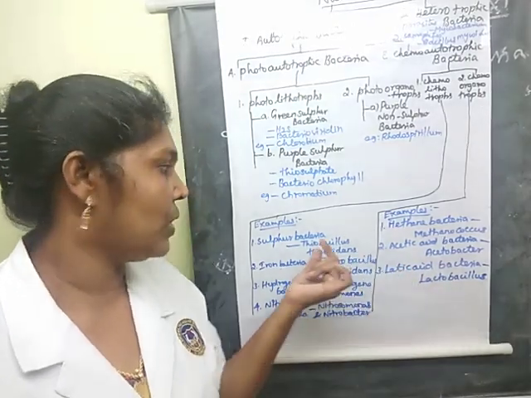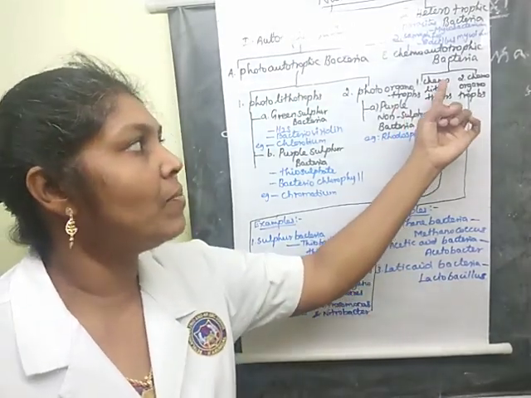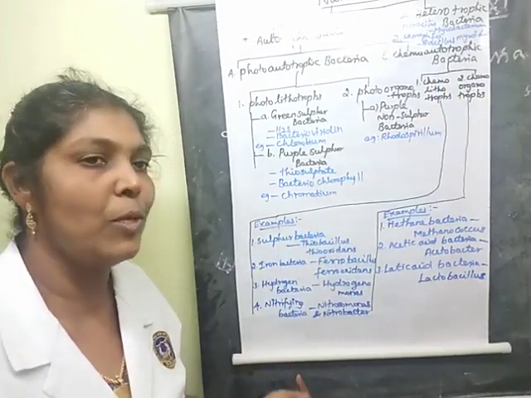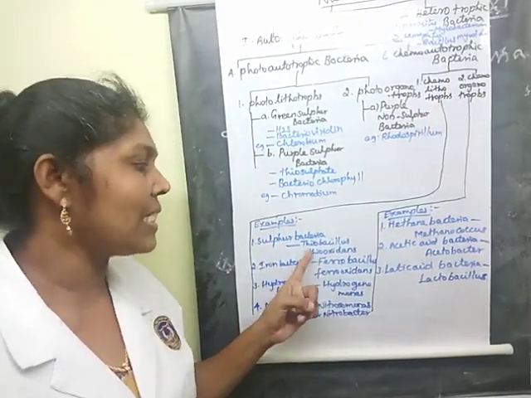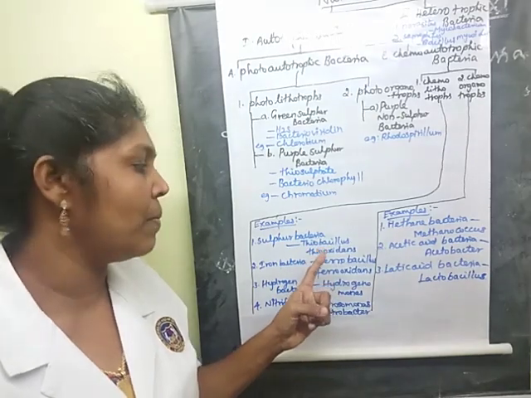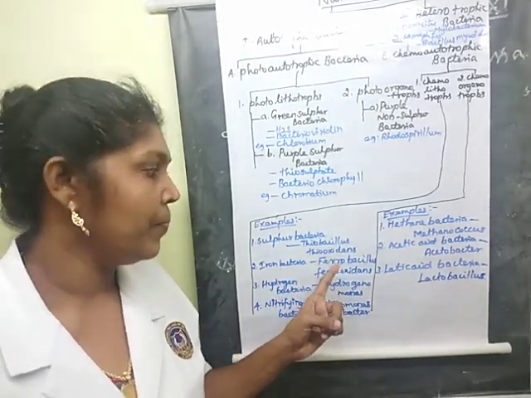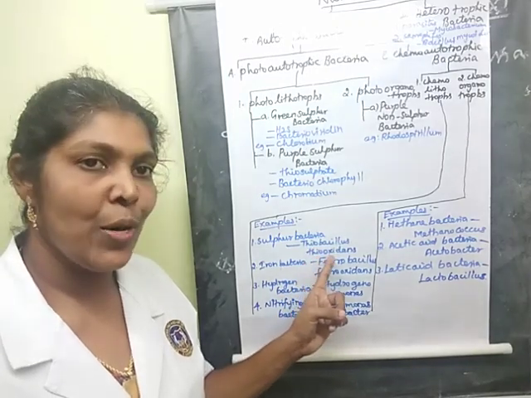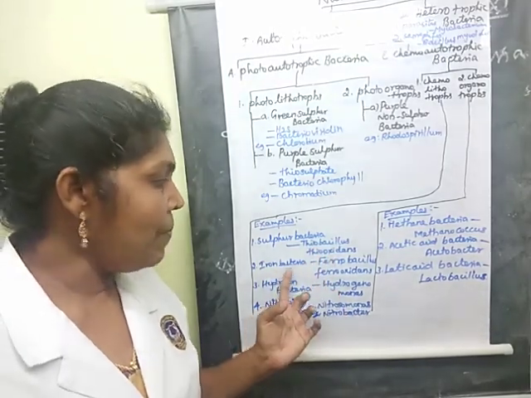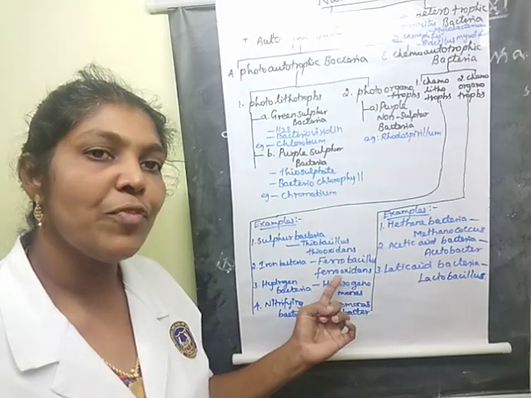Clear? Yes, good. Next, let us see the examples of chemolithotrophs. Sulfur bacteria: the bacterial species is Thiobacillus thiooxidans. Iron bacteria: Ferrobacillus ferrooxidans.